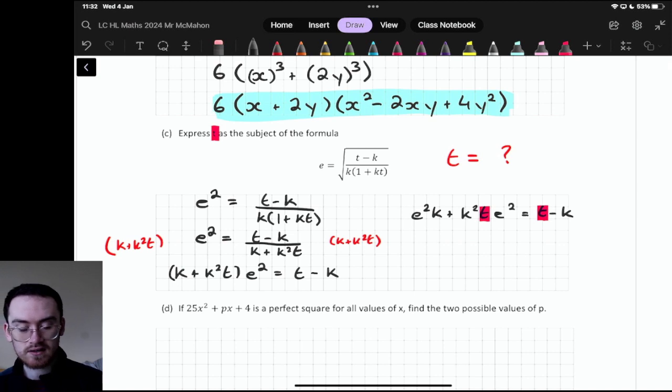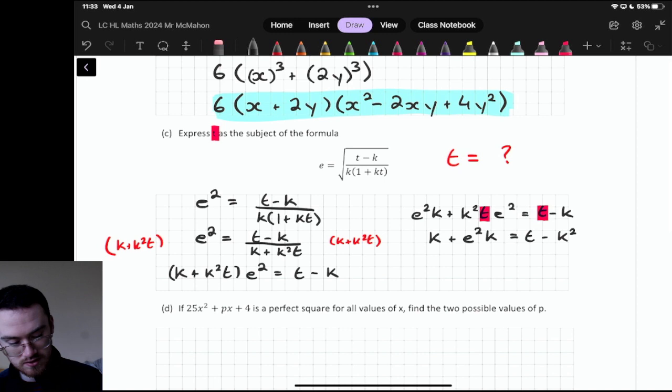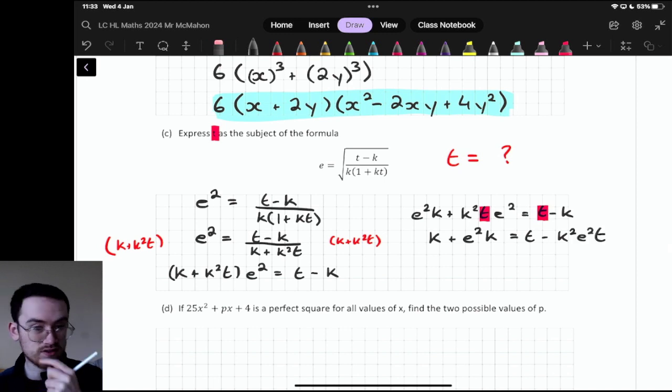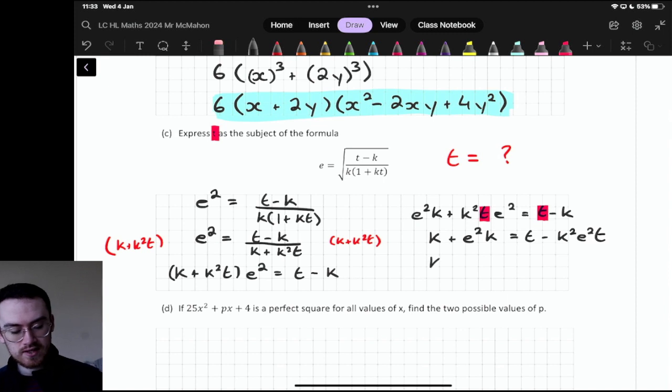So in order to get there, I'm going to need to bring everything over to the same side. Everything that has a t, I'm going to bring to one side. Everything without a t, I will bring to the other side. Okay, so let's do that first. So over to this side, I'm going to have k e squared k, and on this side t minus k squared e squared t. Okay, just rearranging that a little bit, but not actually changing the meaning of it. So now that we've got this far, we're going to factor out the t on the right hand side here. So keeping the left hand side the same for now, I'm going to take out a factor of t. That's going to leave me with 1 minus k squared e squared.